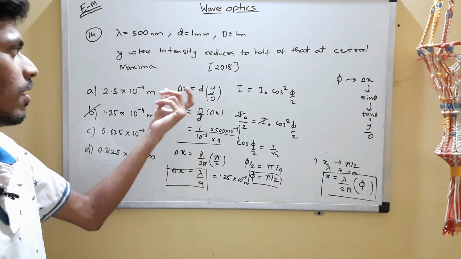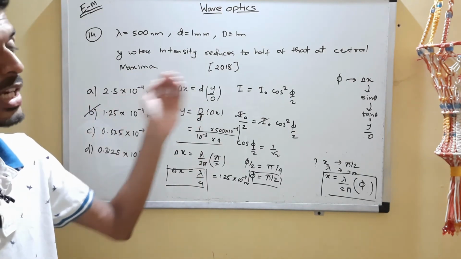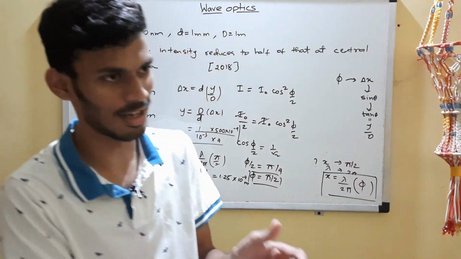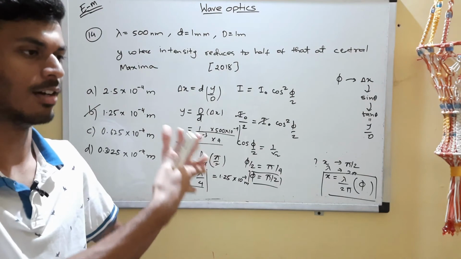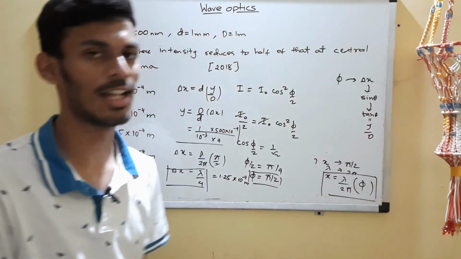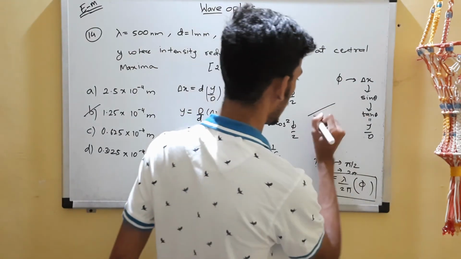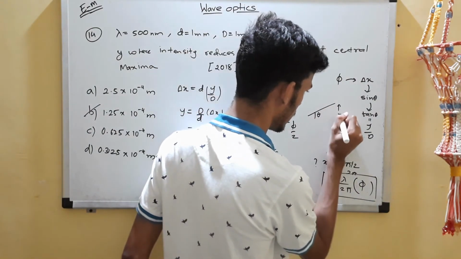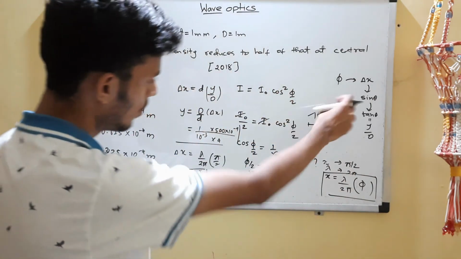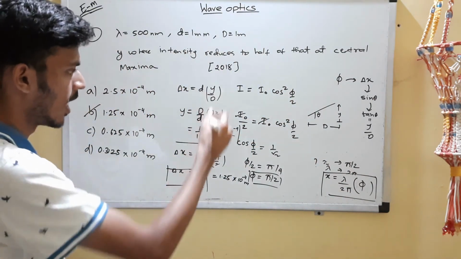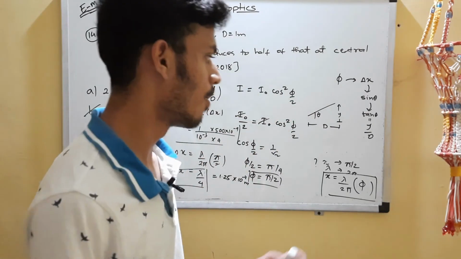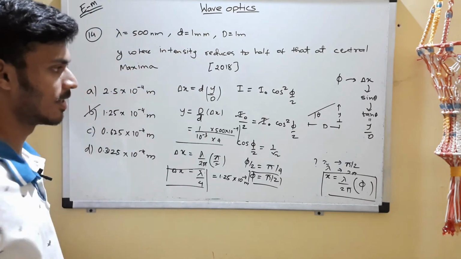From path difference, we can write delta x is equal to d sine theta. But sine theta is very small, so sine theta is approximately equal to theta, which is also equal to tan theta, and tan theta is nothing but y by D. So theta is over here, y is this distance, and D is the distance from the screen. So tan theta is y by D. We use that fact over here and found y from there. That is the process that you are supposed to follow, and this is your answer.